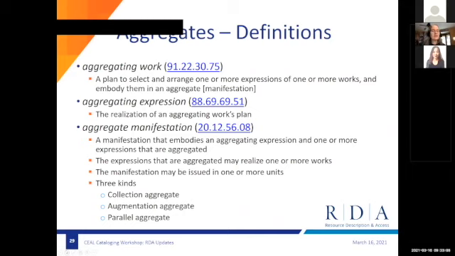And there are three kinds of aggregates. A collection aggregate, where everything is in an even relationship to each other. There's a set of three books that are published together. An augmentation aggregate, which is illustrations, introduction, index, and a main text. And parallel aggregates: government documents, say published in Canada, must be in English and French. So those would be parallels. Next slide, please.